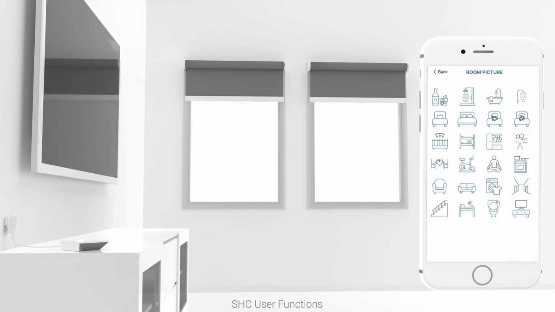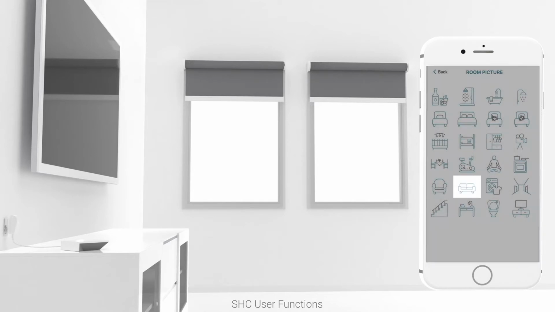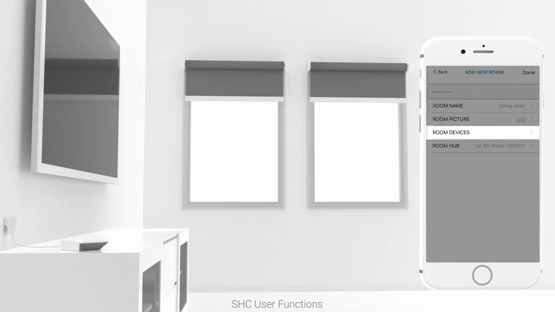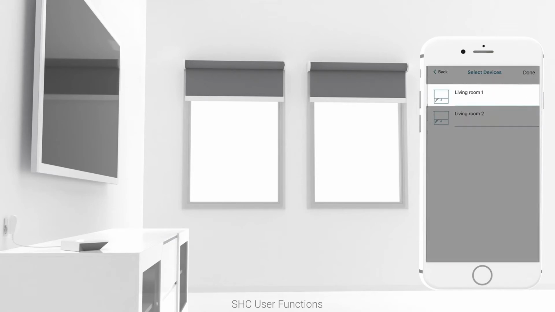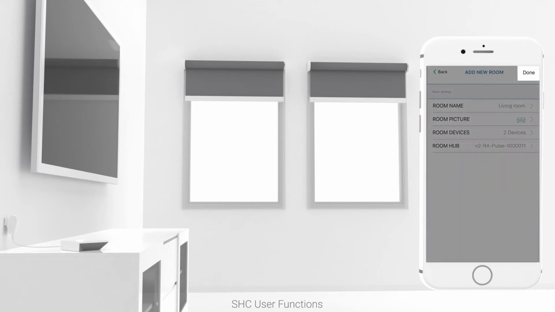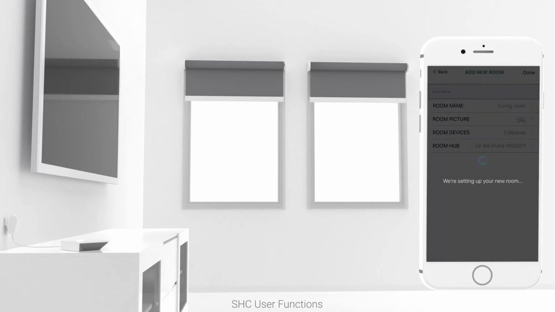Select Room Picture and select the icon that best represents your room. Select Room Devices to add desired devices to the room. Select Done to finish setting up your room.